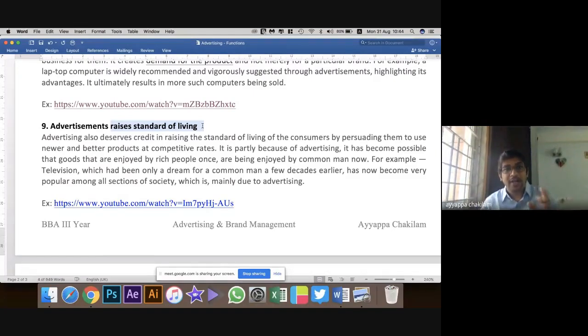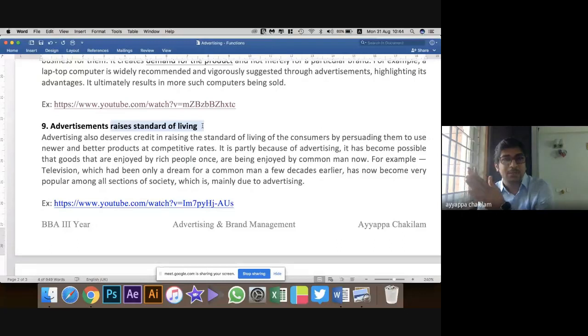For the people who already have cars, when they see a Mercedes-Benz ad, it talks a lot about luxury. That means purchasing a Mercedes-Benz raises the status of the particular individual.